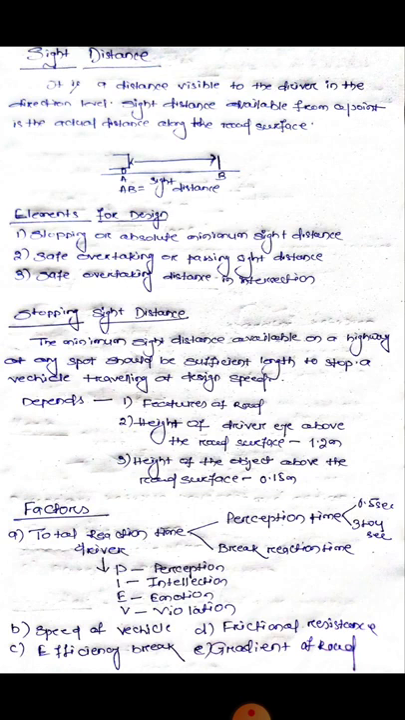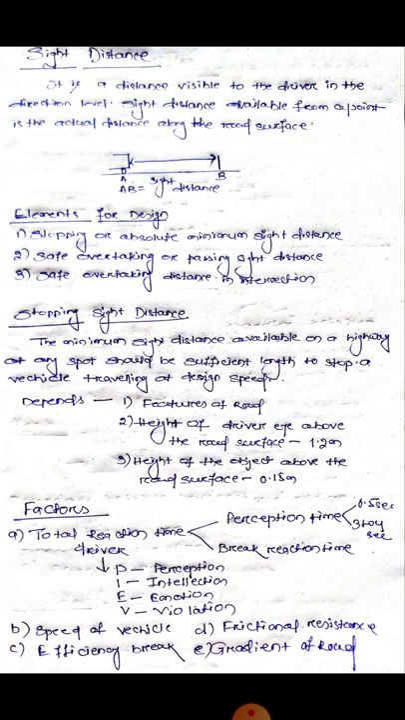The second factor governing stopping sight distance is the speed of the vehicle. Stopping sight distance is directly proportional to the speed of the vehicle. It includes the reaction time of a driver when applying the brakes to stop the vehicle before the object. The minimum distance between the two is the stopping sight distance. So the greater the speed of the vehicle, the greater the stopping sight distance.